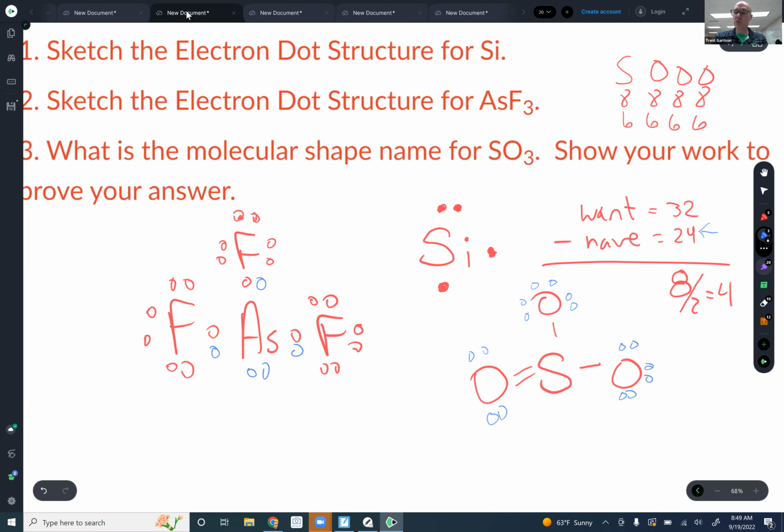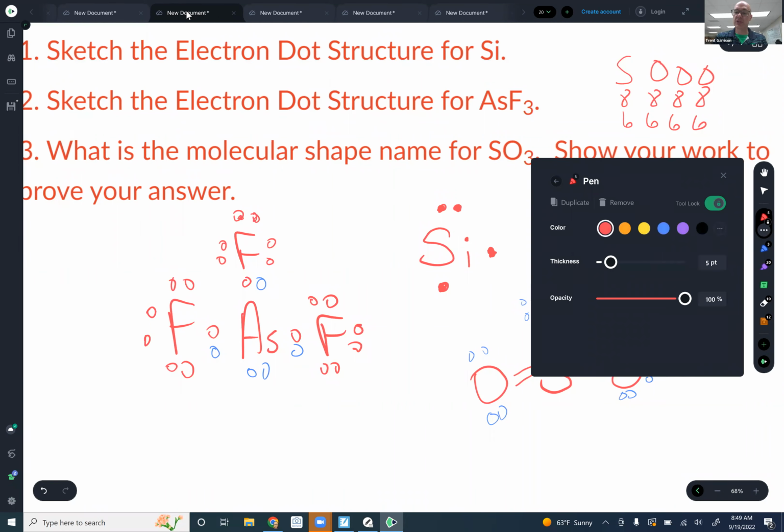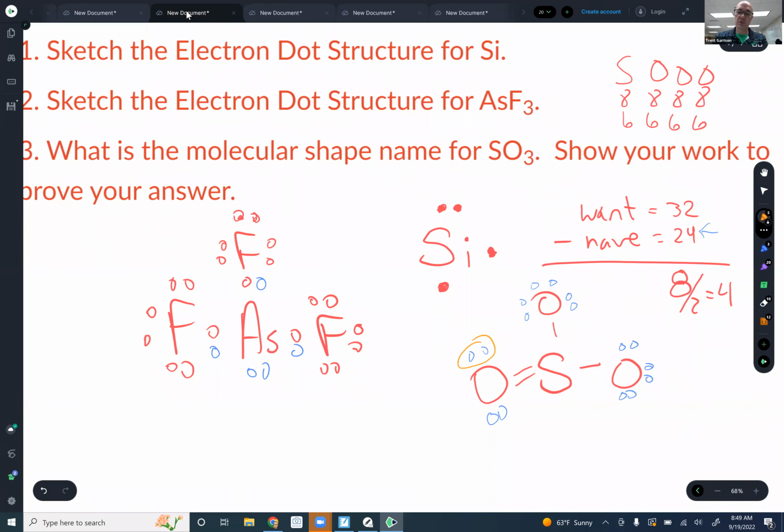So let's count what we have got out here. Let me change my color so we can distinguish it. So I got 2, 4, 6, 8, 10, 12, 14, 16, 18, 20, 22, 24, which is what we were supposed to have. So this is our homework. This is our answers.